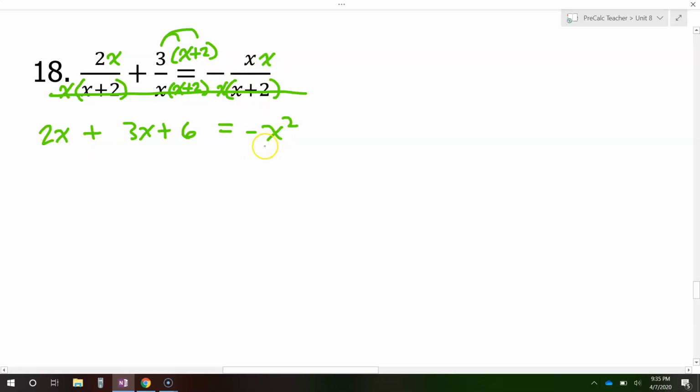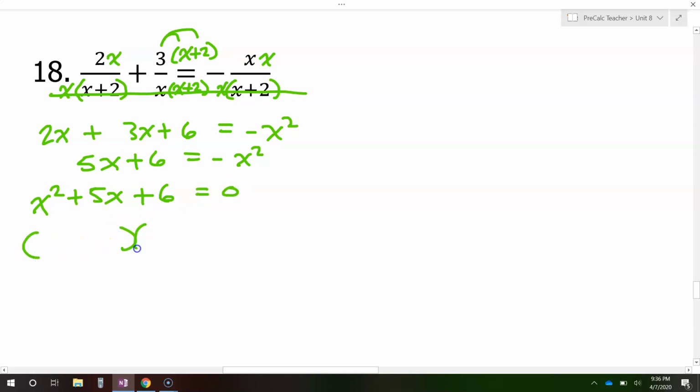Okay, this does not look so bad. So combining like terms here, I have 5x plus 6 is equal to negative x squared. Adding x squared to both sides, I have x squared plus 5x plus 6 is equal to 0. This will surely be factorable. X squared factors as x times x. 6 can factor as 2 times 3. It can also be 6 times 1, so just be careful.